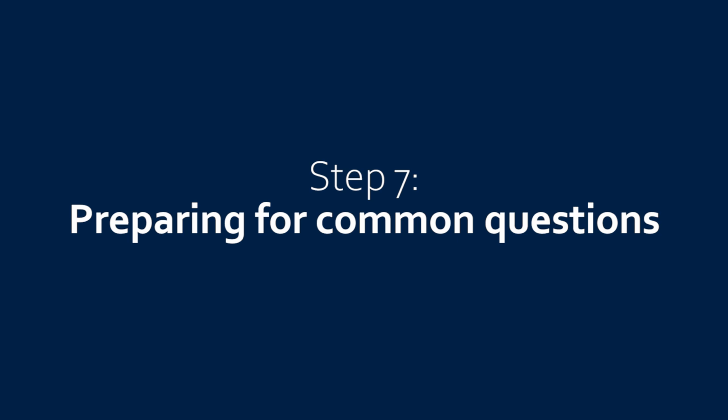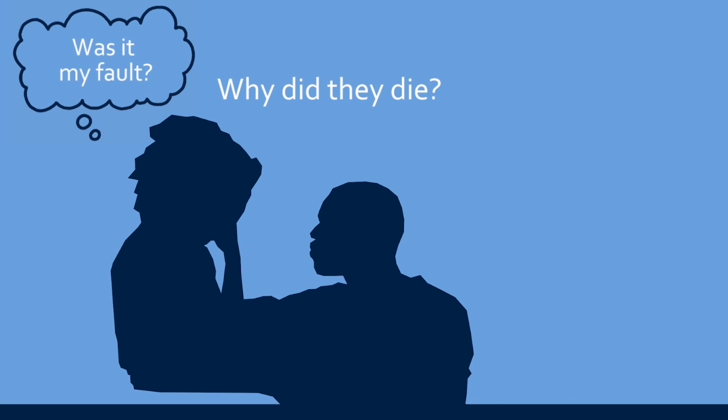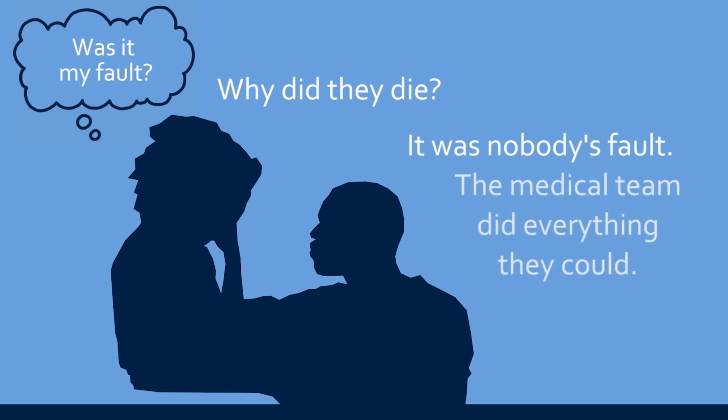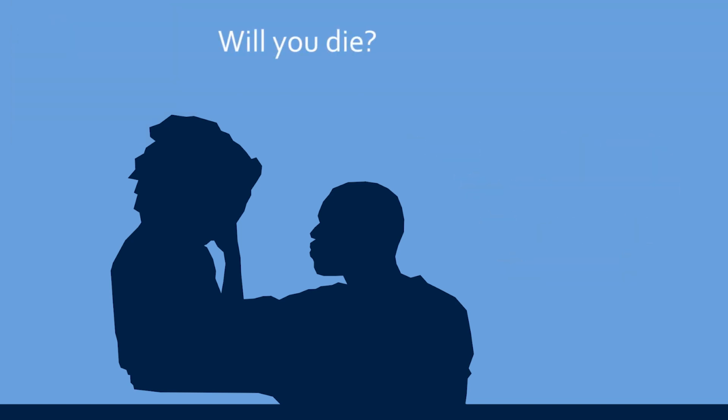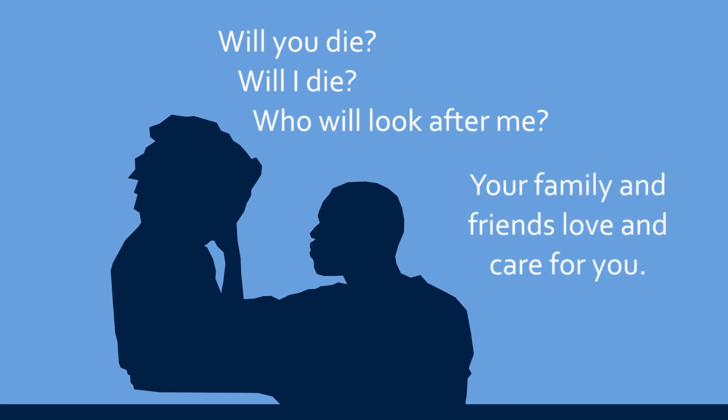Step 7. Preparing for children's common questions. Children often want to know what caused the death. They can worry that it was their fault, even though they don't say so. It is important to repeat that it was nobody's fault. They were cared for by the medical team who did everything they could to help their relative. The children may also ask if you are going to die, if they are going to die, and who will look after them. Remind them that they have family and friends who love and care for them.